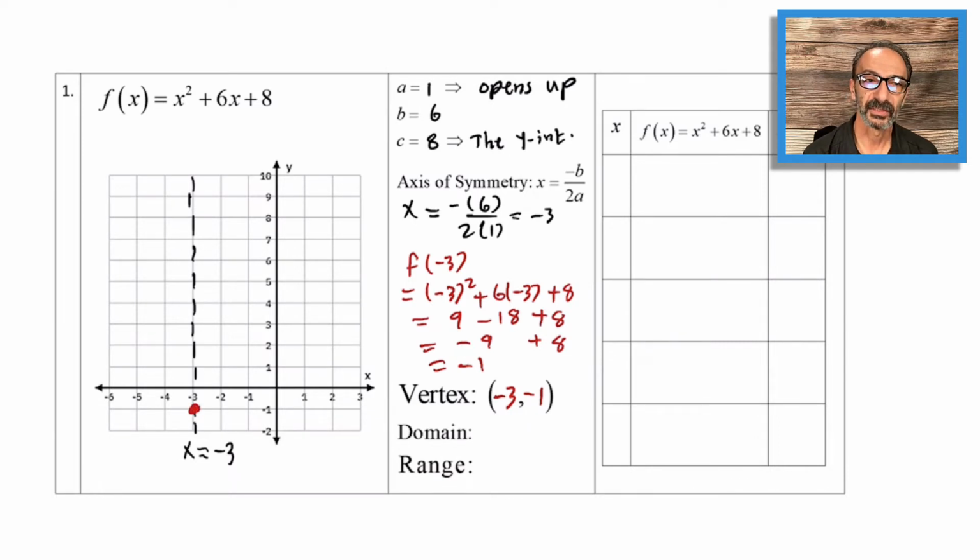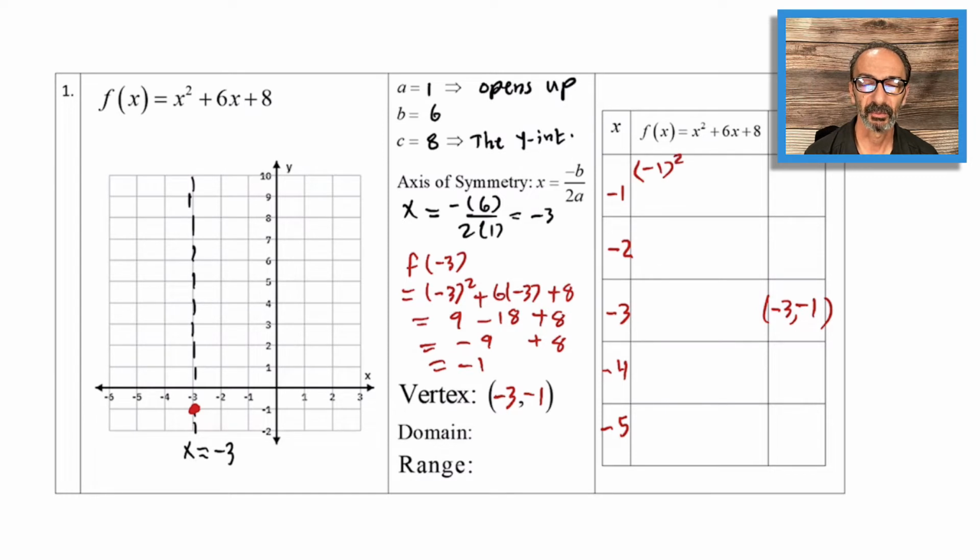Now we need to find some points to the right of that and to the left, but they're going to be symmetrical, so we could reduce some work. This is the main point in the middle of the table. That's my vertex, negative 3, negative 1. Let's go to negative 2. So in the graph, we're going to the right, 1 unit, and then negative 1. On the other side, we're going to go to negative 4 and negative 5.